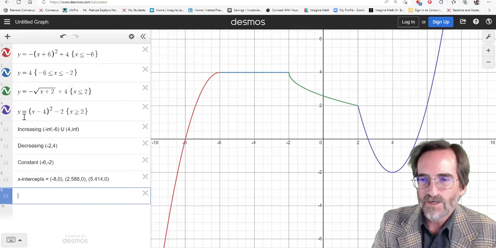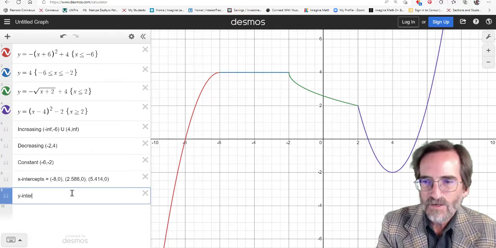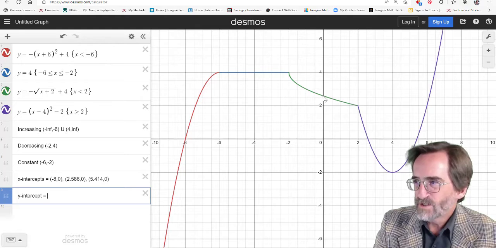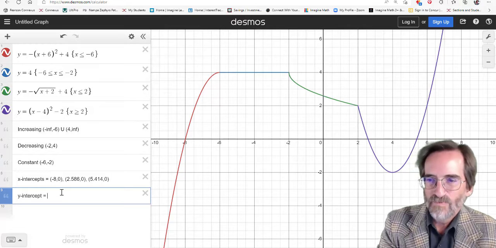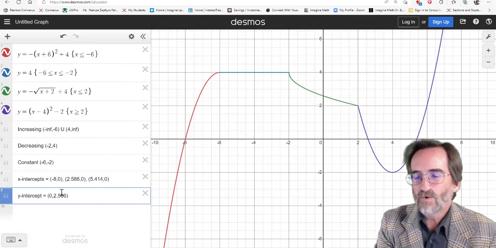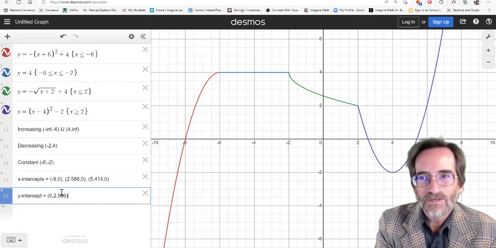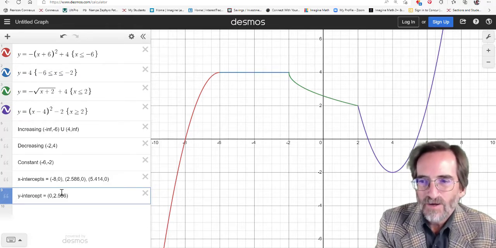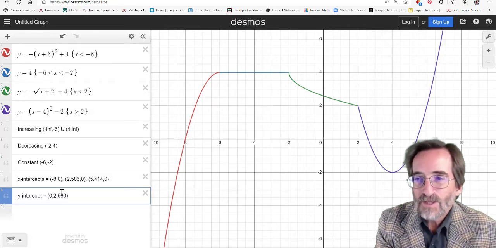And the y-intercept, there's only one y-intercept, and typically for any given function, there's only going to be one y-intercept because it only flows from left to right. Y-intercept is where it crosses the y-axis, and it seems to cross right here, (0, 2.586). Now, one thing, when you name x-intercepts, when you name y-intercepts, technically you should state the x and the y coordinates, okay, if you're labeling the intercepts. All right, so that's labeling intercepts.